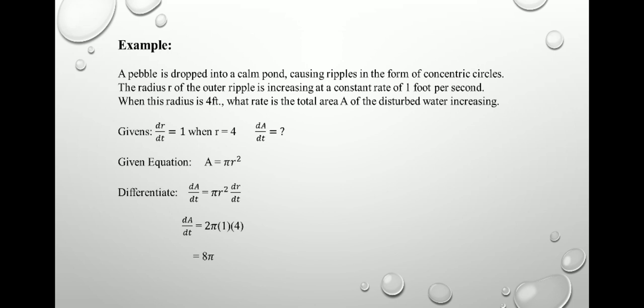Given equation, the area is equal to pi r squared. Differentiate, dA over dt is equal to 2 pi r dr over dt. dA over dt is equal to 2 pi times 1 times 4 is equal to 8 pi.